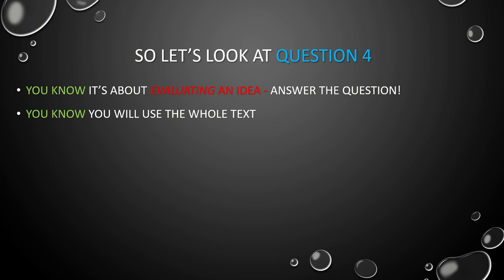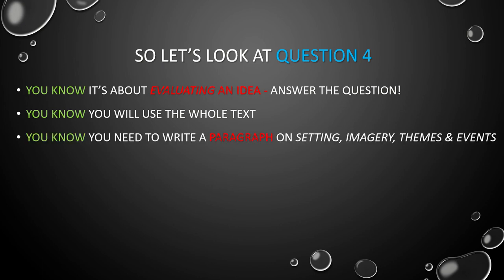You're now using the whole text, where question 3 had line references, question 4 you're using the full text. You know you need to write probably a paragraph on each of the 4 things: setting, imagery, themes and events. And that acronym is known as SITE, S-I-T-E. I've gone with imagery here instead of ideas. Some people will tell you that it's setting, ideas, themes and events, but people really struggle to pick apart what an idea is and what a theme is. So what I tend to focus in on is the setting, the imagery, the themes and the events.